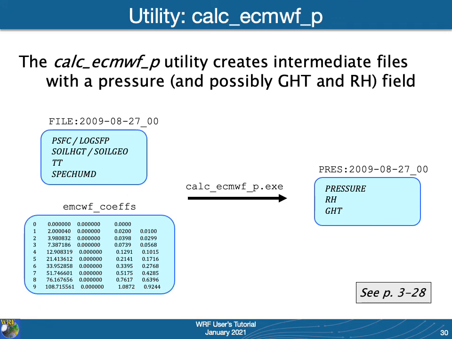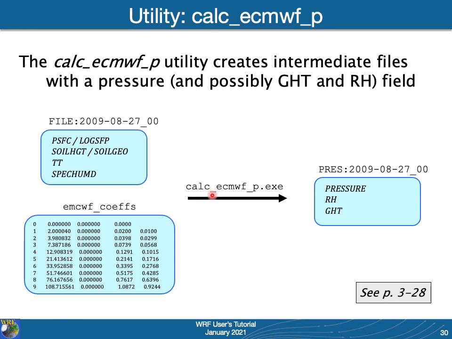The calc_ecmwf_p utility may be used to compute a three-dimensional pressure, geopotential height, and relative humidity field from model-level European Center data. The way that this utility works is that you need to first run the ungrib program to produce intermediate files that contain surface pressure or log of surface pressure, soil height or soil geopotential, a three-dimensional temperature field, and a three-dimensional specific humidity field. The second thing that you need to have done is to create a text file in your run directory called ECMWF_COEFFS. In this file, you need to paste the vertical level descriptions for the model level data set that you've obtained from the European Center.